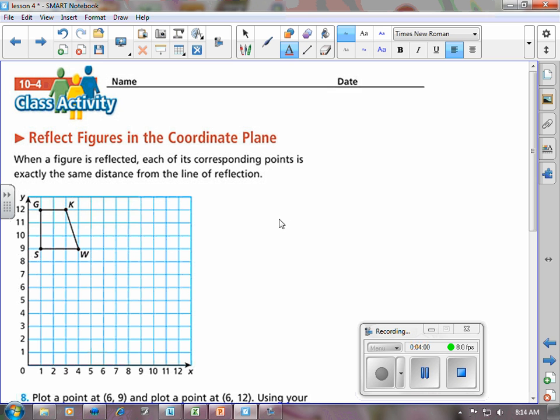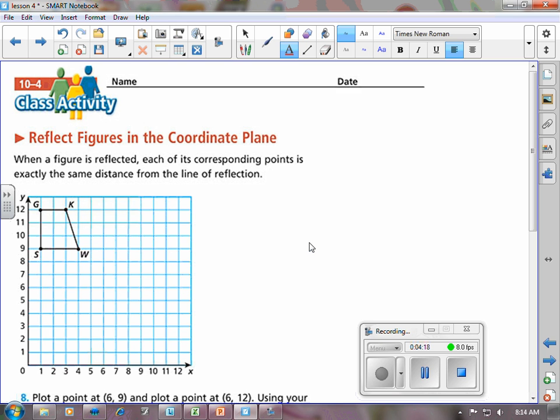Okay, so when you reflect a figure, it is taking the same distance, the point's the same distance, but it's across a line. So it's going to look the same. Remember, the shape actually kind of looks different. It's like flipping it over the line. So if you took it and you actually physically moved it over the line.